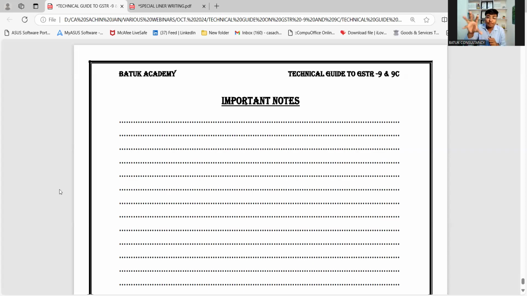I know the questions we discussed are not directly affecting the 9 and 9C, but indirectly they are affecting the GSTR 9 and 9C in a very huge way. Hence, we should be very much careful while filing the GSTR 9 and 9C.